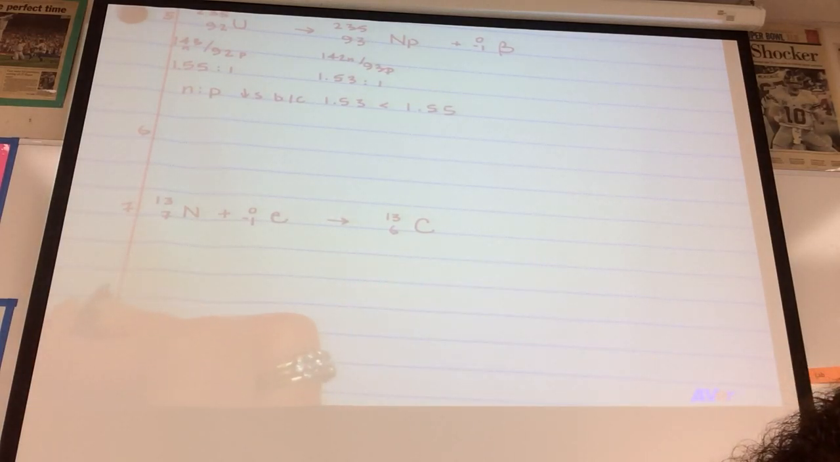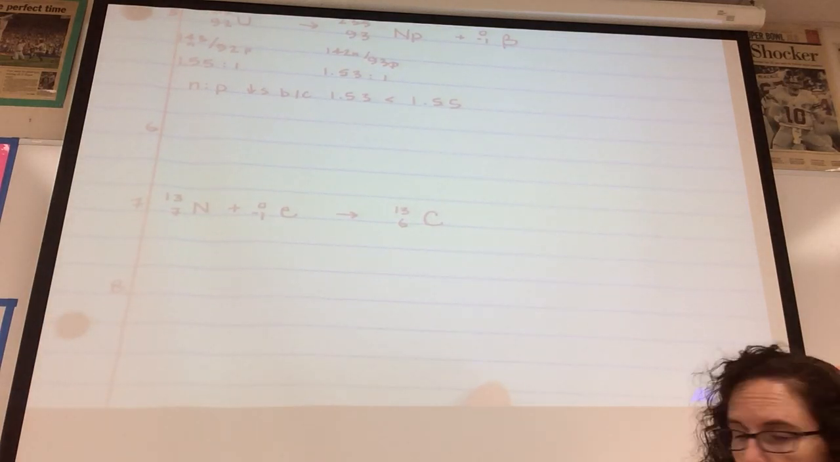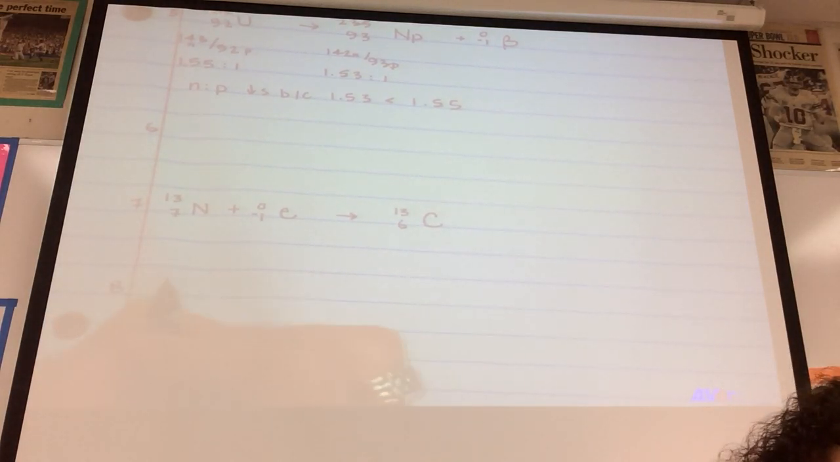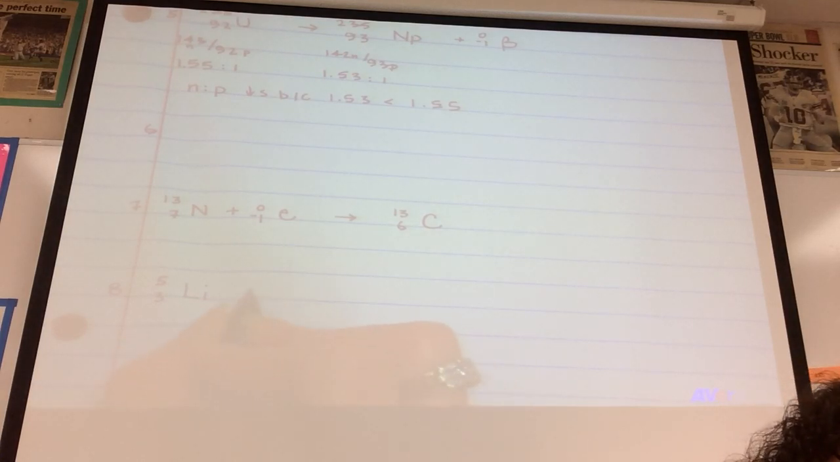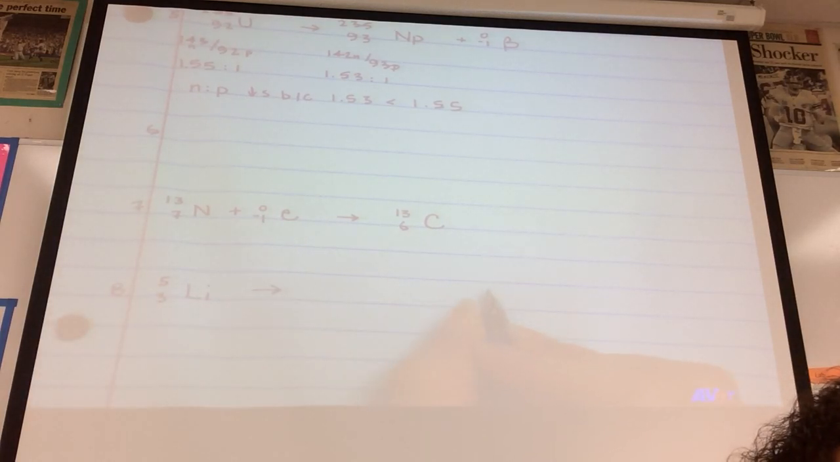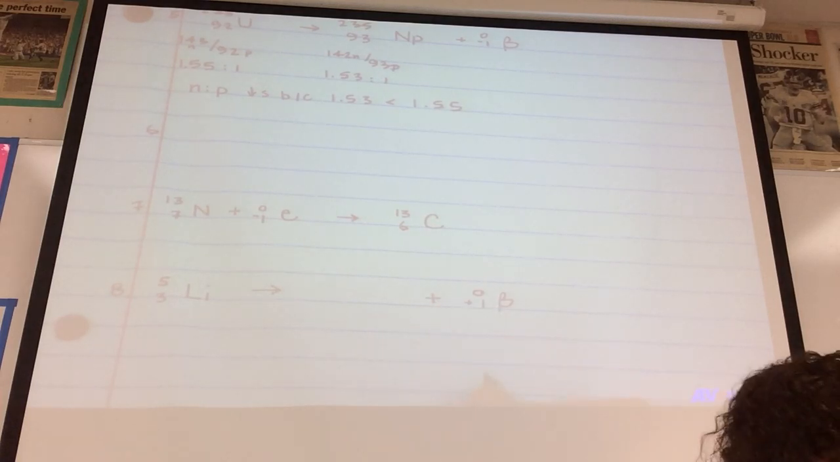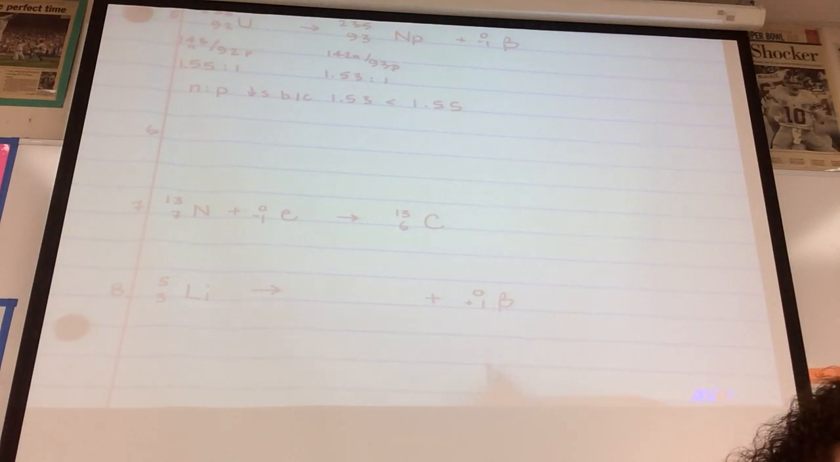Let's look at 8. I want to make sure you're comfortable with these different ones. It says lithium-5 emits a positron. How do we make a positron? +1, right? Looks like a beta particle, but it has a +1. So what would you make? 1 plus 1 equals 3. It's going to be 2. And does the mass number change? No. And what element is that? Helium.